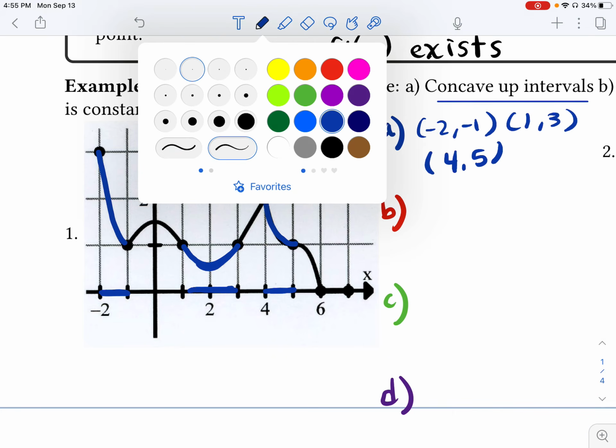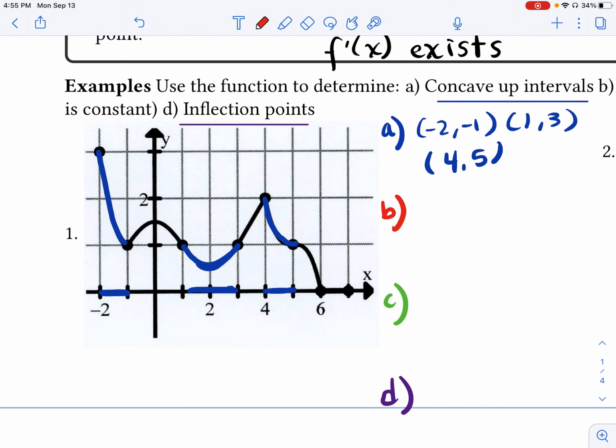All right, now let's look at where this function looks like it's concave down like a frown. We would see it right here. So from -1 to +1. And then also looking like it's concave down from 5 to 6. So right around here. So 5 to 6. And I think we got all of them.